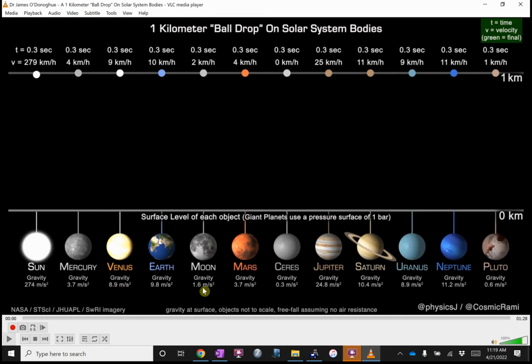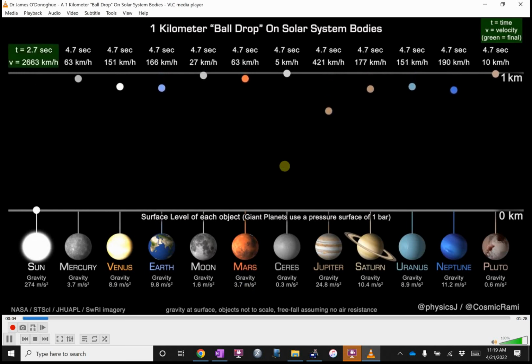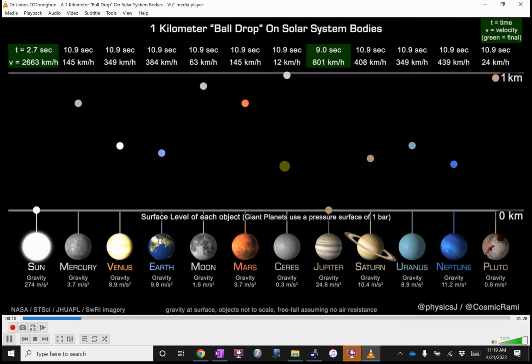Earth, 9.8, Moon, 1.6. Well, here we go. So there's the sun. Letting it drop for 1 kilometer. Jupiter, about 24.8. Interestingly, how come Saturn has a gravitational field strength very similar to the Earth? Isn't it so much bigger? It's very less dense. In fact, Saturn would float on your bathtub. It floats on water. It's that undense.